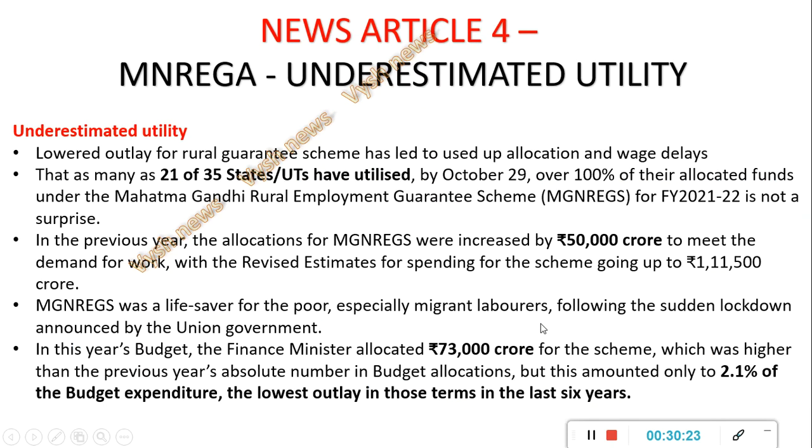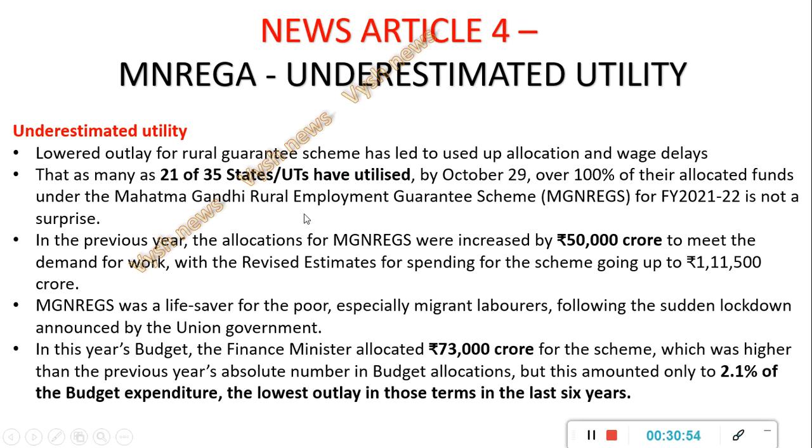Now, why is it in news? It is in news telling about underestimated utility, meaning the person who has written is not happy that the budget given is not enough. He's telling the government has underestimated. They are telling the need is too much and you are giving very little fund for it. He's telling that 21 of 35 states have utilized all the funds given already. You know, in every budget they will give an amount, right? So they're telling 21 of 35 states have already exhausted their fund. Now for the remaining financial year, how will we give wages to the remaining people who want to work? Okay, so that is his concern.